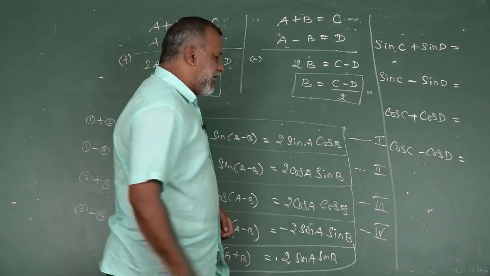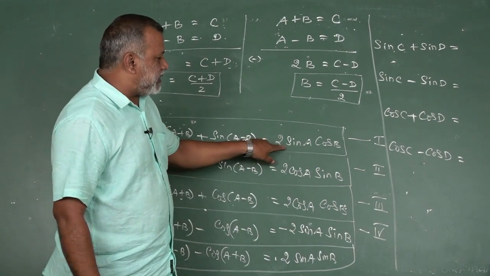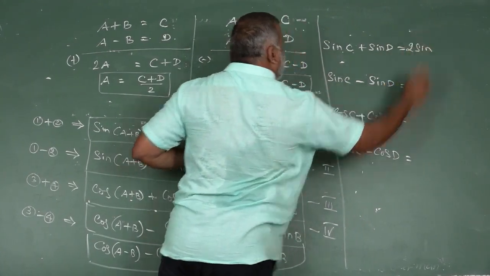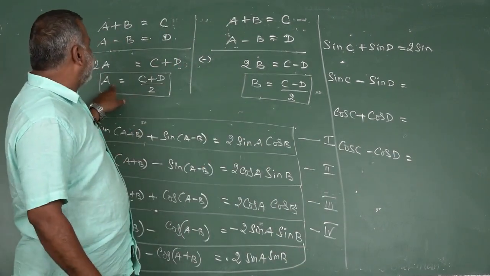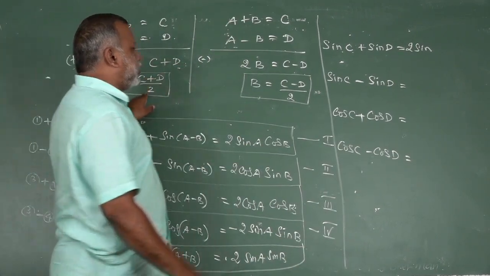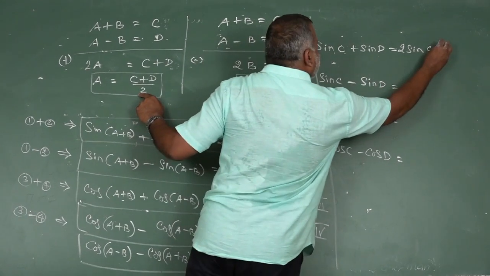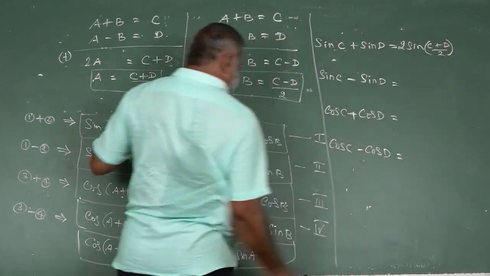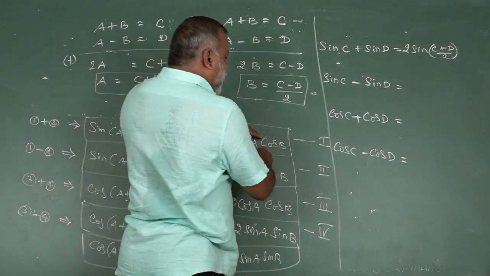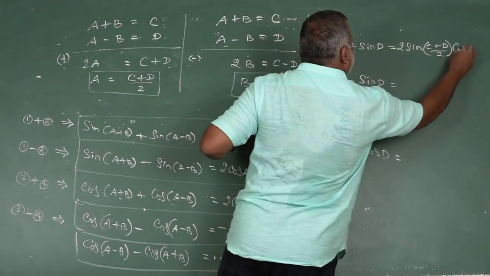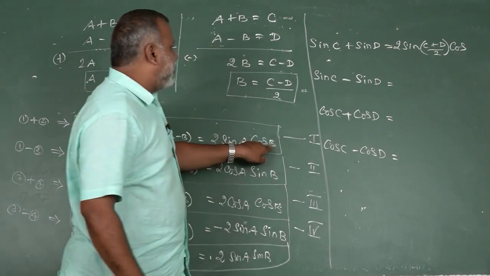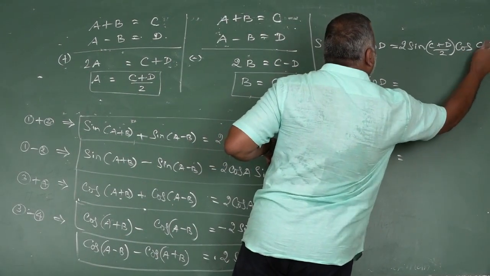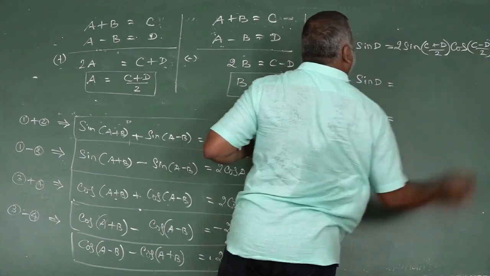Now, on the RHS, what will happen here? This will become 2 sin. What is the value of A here? C plus D divided by 2. Into, what is the value of the next one? Cos B. What is the value of B here? C minus D divided by 2.